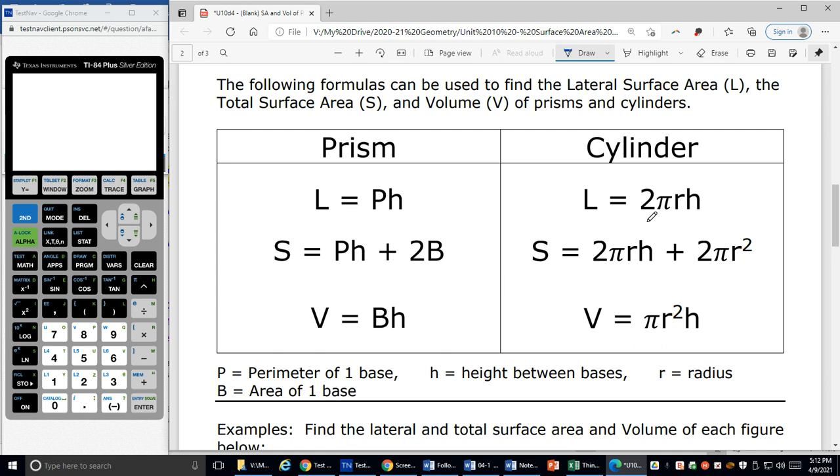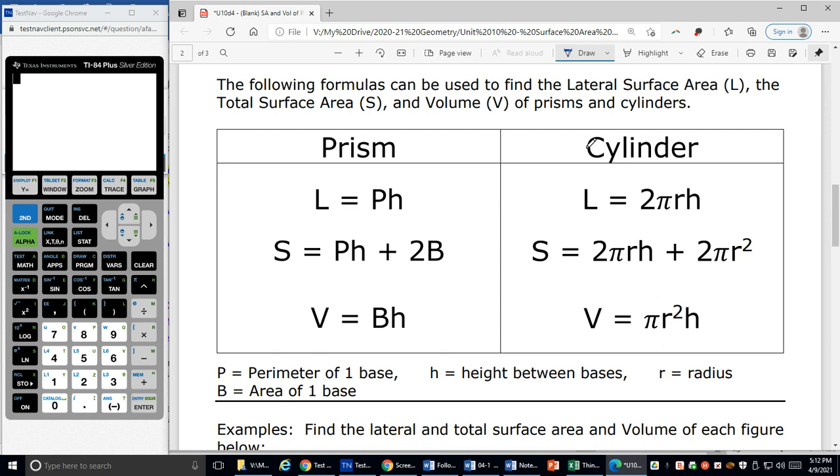Okay, your cylinder, it's really nice because they always have circular bases. So it's 2 pi r h for the lateral area, which if you think about it, the perimeter of a cylinder is the circumference, 2 pi r. So it's really still the perimeter times the height. The total surface area is the perimeter times the height plus 2 bases. But if it's a circle base, the area of the base is pi r squared. So we just substitute that in. And then the volume is pi r squared h because the area of a circle is pi r squared.